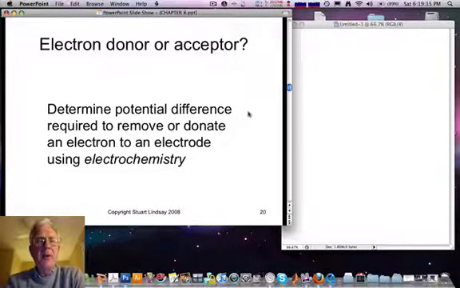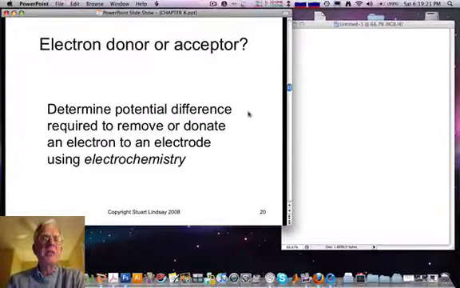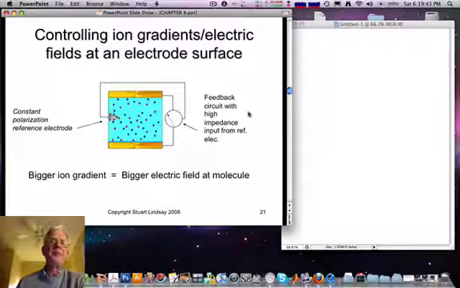Happily, chemistry has a wonderful experimental tool which is capable of determining in an absolute quantitative way the potential difference between the state of reactants consisting of a donor and an acceptor and the products consisting of a cation and an anion. This technique of electrochemistry is what we now turn our discussion to.